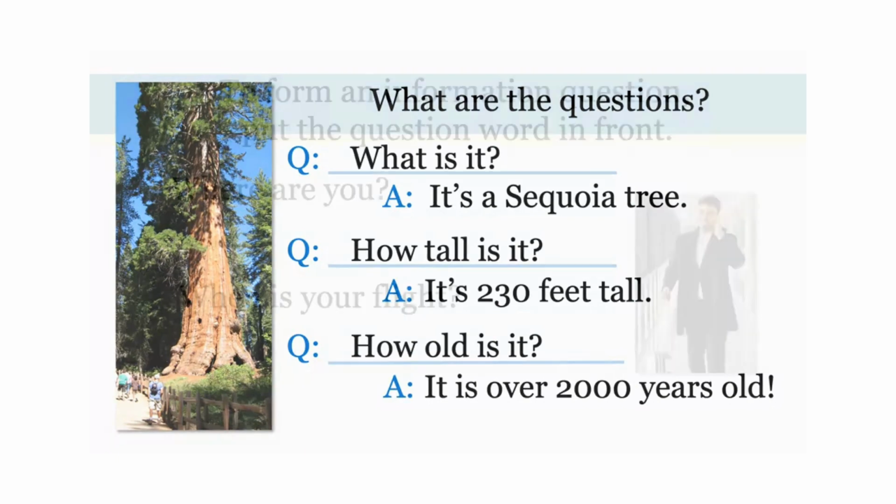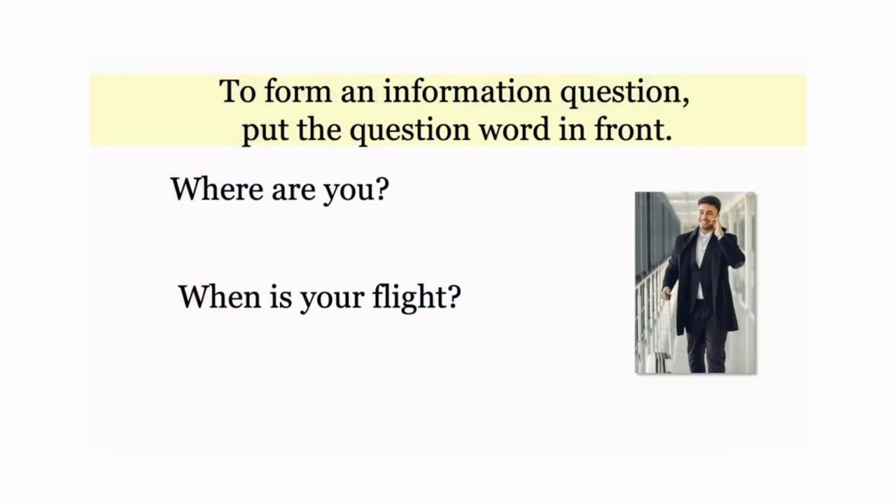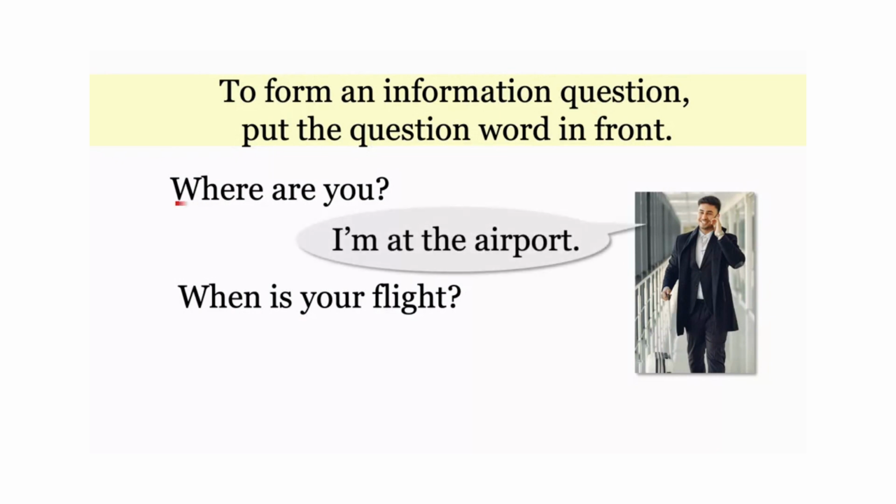In this lesson, you learned to form an information question with the be verb, put the question word in front. Where are you? I'm at the airport. Where is the question word. When is your flight? It's at 4:15. And when is the question word here. Are you at the airport?